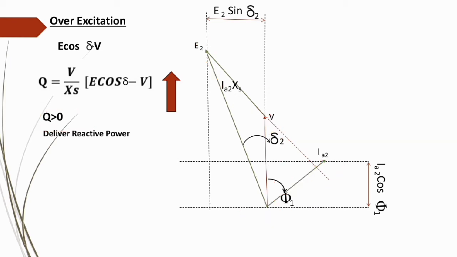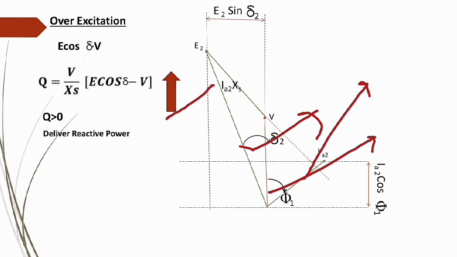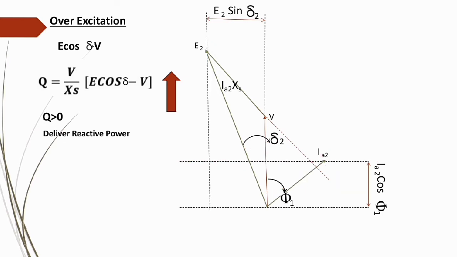Load angle will decrease, power factor angle will increase, armature current will increase, and the EMF, or you can say the excitation, will increase, and it follows this locus path, and armature current follows this locus path. Okay, so next we will confirm this theory.